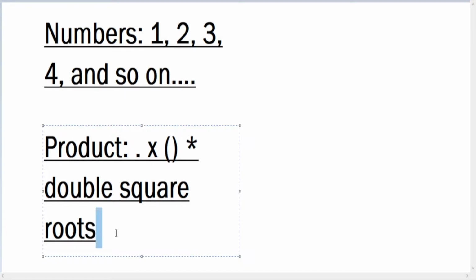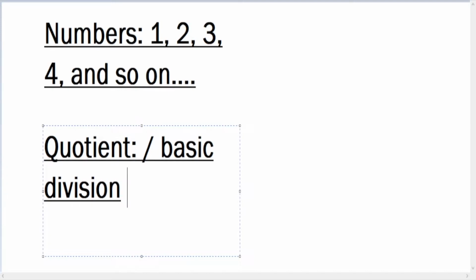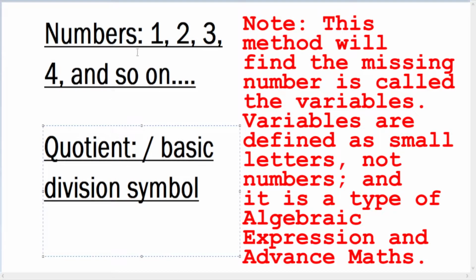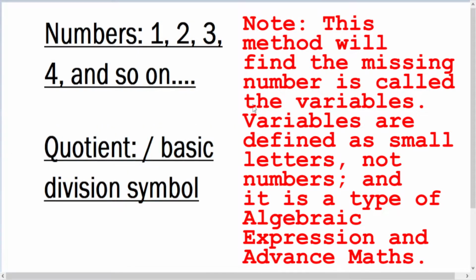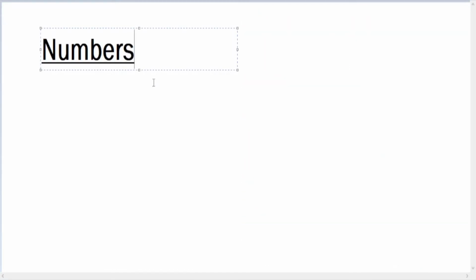Now how about the division quotient? It means you have a divide, and the division method is the basic division symbol. Okay, so now you have to get your answer here. So now we're going to use the numbers, and the operations will be checked.